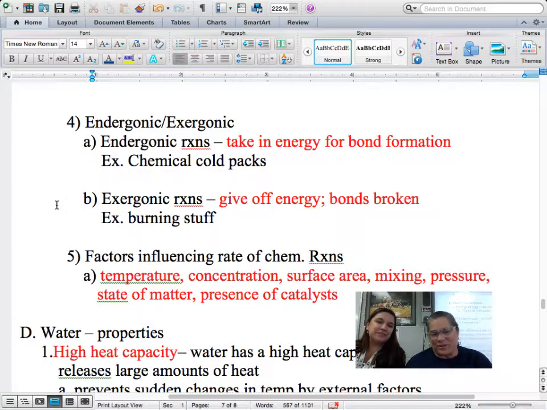One more thing before we finish talking about chemical reactions is there are lots of factors that can change how fast or how slow they go. The most common ones are temperature, concentration, surface area, mixing, pressure, state, or presence of catalysts. Okay, that's our stopping point for right now.